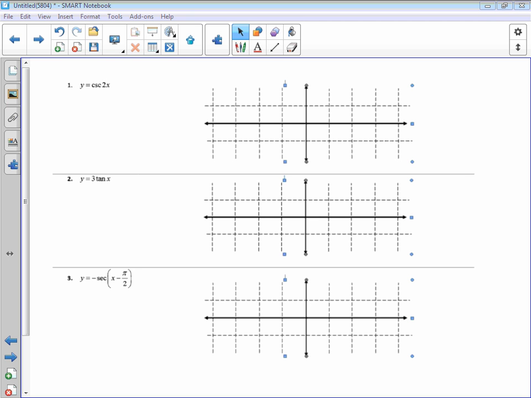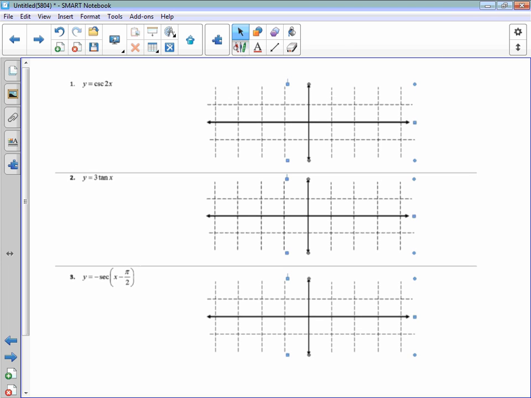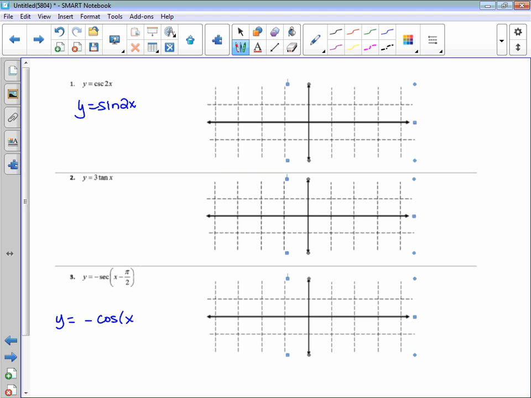Okay. I want you to try to graph these three. Okay, so work on this. Think about labeling what you're going to do. What are you going to graph first for this one? Yeah, graph it as if it says y equals sine of 2x. And then at the end, turn it into cosecant. This one, graph it as if it says negative cosine of x minus pi over 2. Okay, so give me some time here.